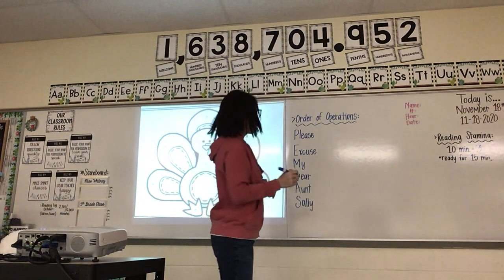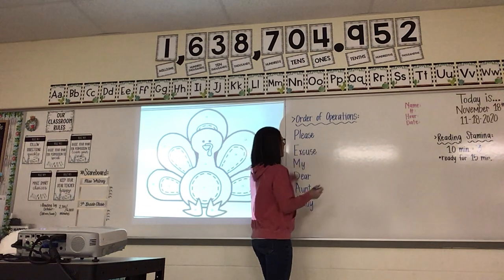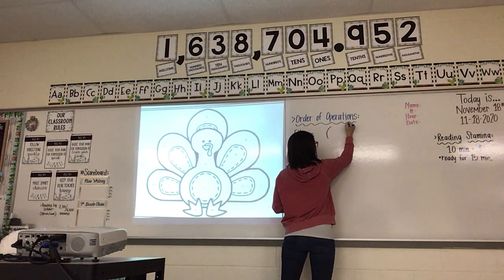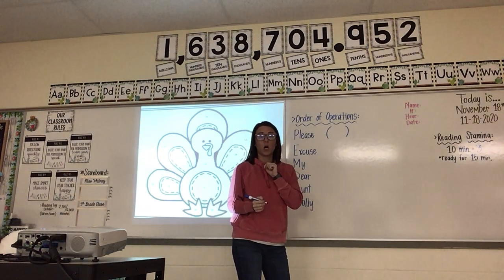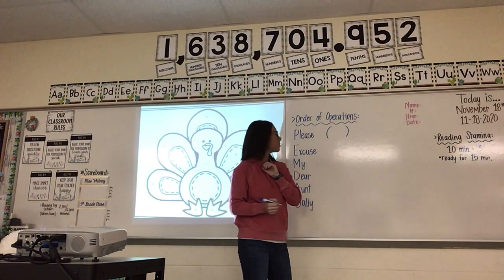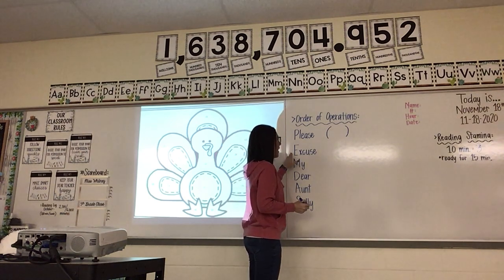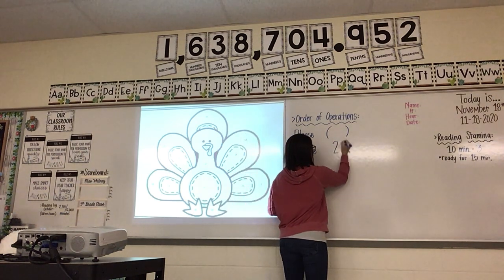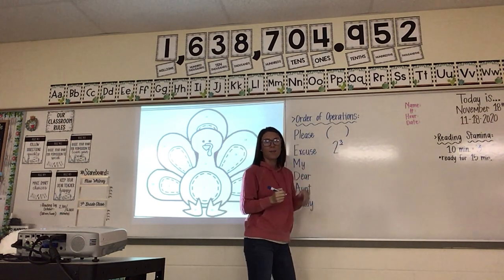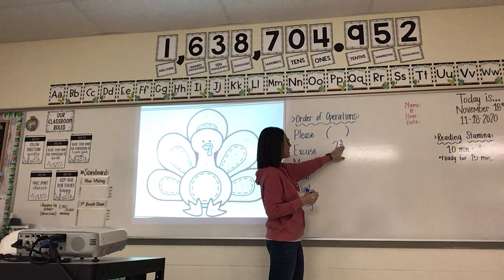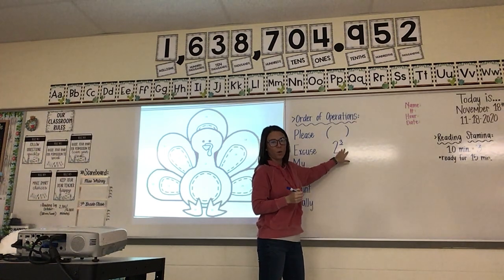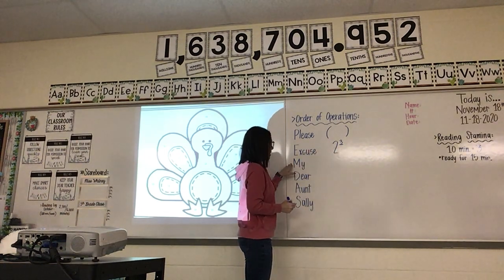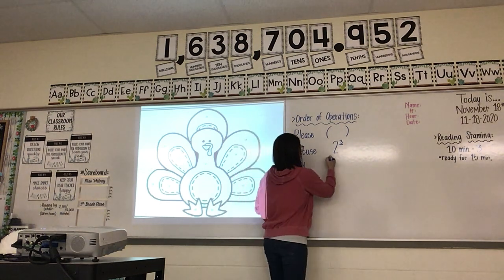If we remember, please excuse my dear Aunt Sally, we will know what order we're supposed to do our equation in. Okay? The P, for please, stands for parentheses. If there are any parentheses, we have to do that very, very first. Always, parentheses first. The E stands for exponents. And exponents are these little numbers right up here. Today we're not going to have any exponents, but that's what the E stands for. That little tiny number up there, and we'll get to that later on this year, so don't worry about that for right now.